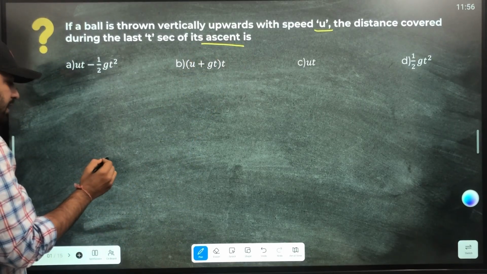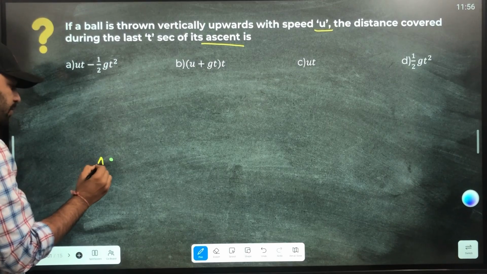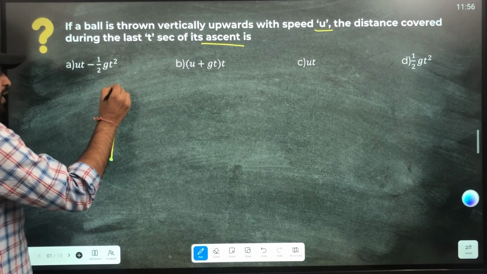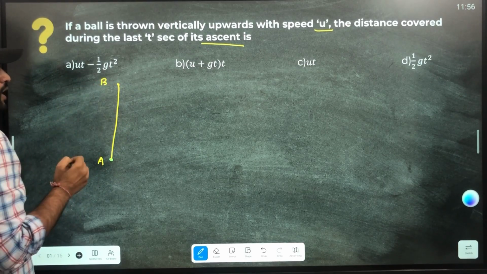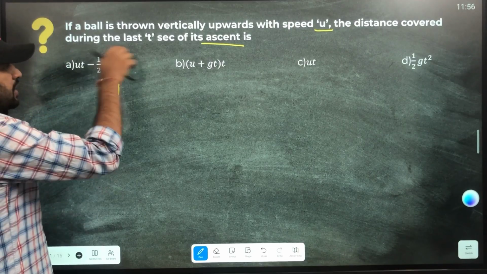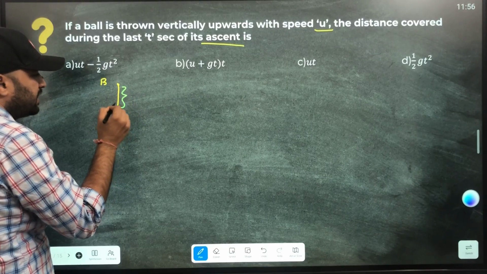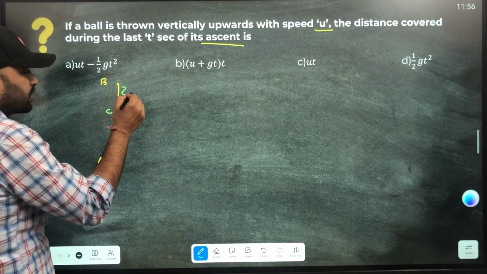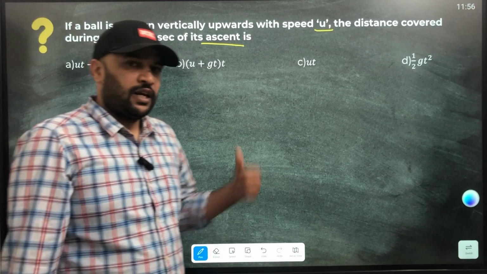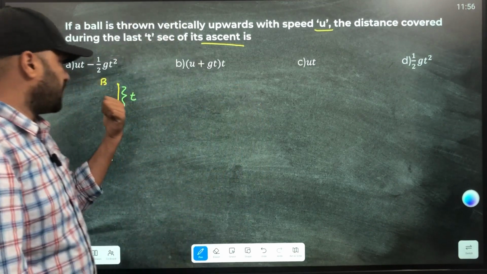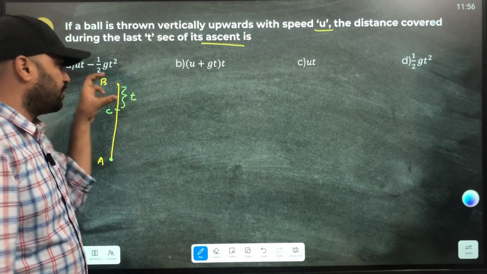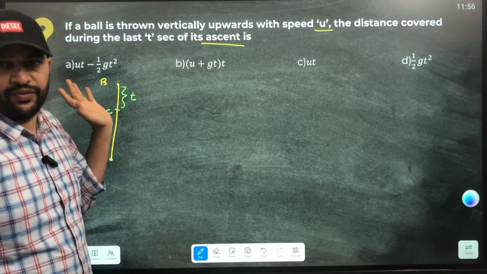Okay, so what is happening here is, let's say a ball is thrown from any point A and it is going to any point B, right? They are asking how much distance it will cover in the last t seconds of its ascent. So last t seconds means, let's say it was from point C to B. When it was going from C to B, it took t seconds. And in that t seconds, how much did it travel? The length of BC we have to figure out, right?